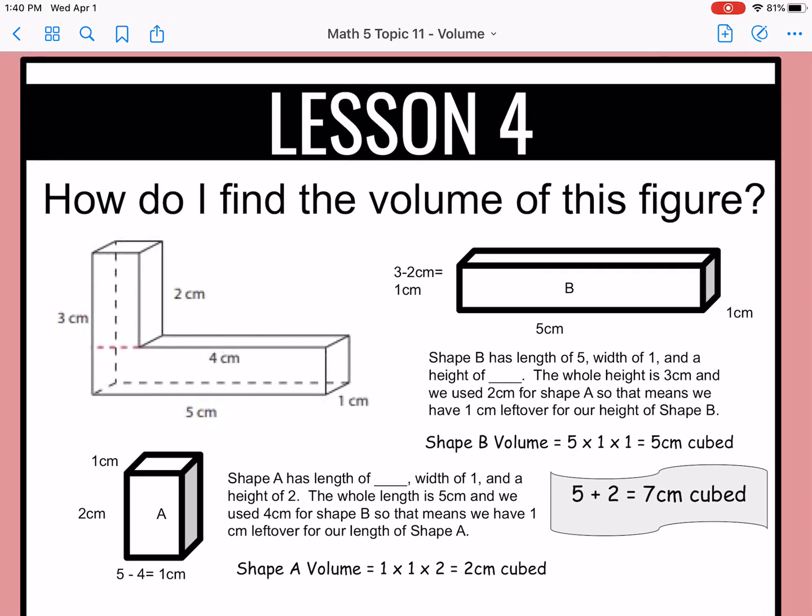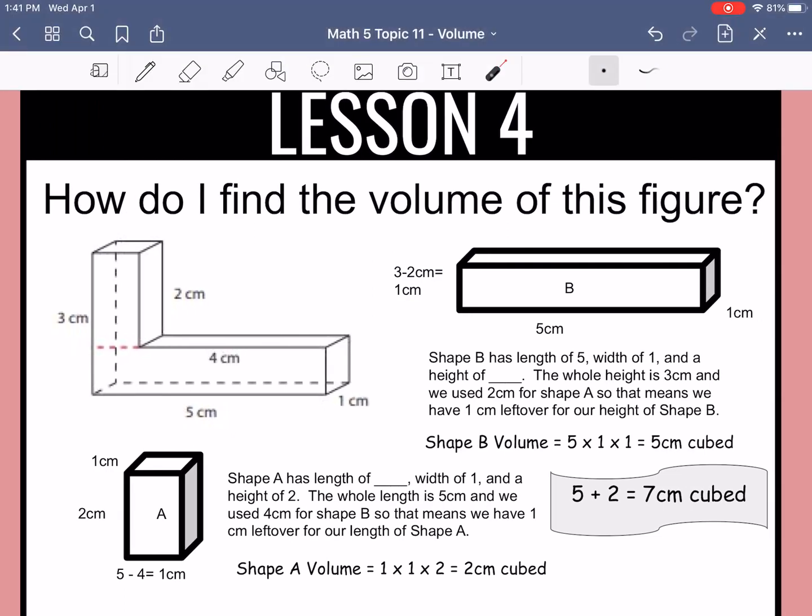All right, the first thing we need to do is identify the length, the width, and the height. Okay, so I started with the bottom. It seemed a little bit easier, but whatever you want to do.